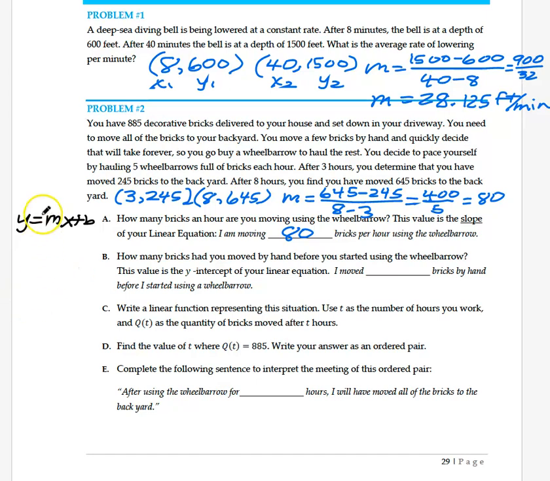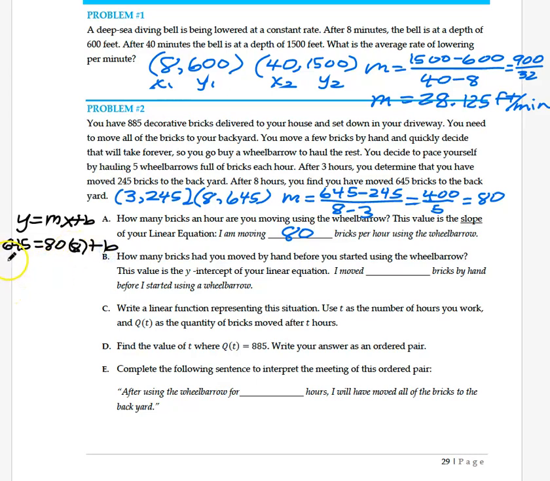So let's use, I'll just use this second point right here. You could use either of them. In place of y, let's put 645. In place of m, we just found that that was 80. X is our value there at 8. And then the b is what we need to solve for now.